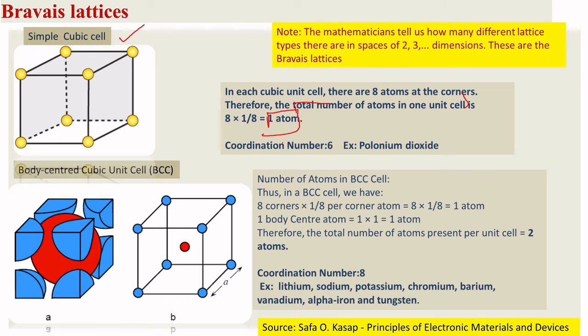The coordination number is 6. The coordination number is generally defined by the ligancy. That is the total number of atoms that the central atom or ion holds as its nearest neighbors in a crystal. That is defined by the coordination number, also called the ligancy. Here it is 6 for the simple cubic cell.